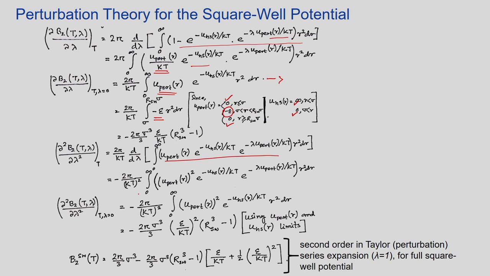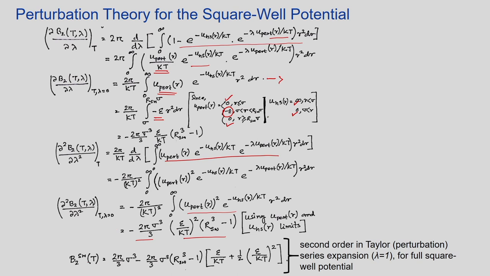Now, again you insert 0 to infinity and you will see that most of the terms will vanish because they are equal to 0. Ultimately you will get this value at lambda equal to 0. Again you have the same limits, from sigma to R sub W. If you apply limits from sigma to R sub W, you will get this expression. This is the expression for the second term of the Taylor series.